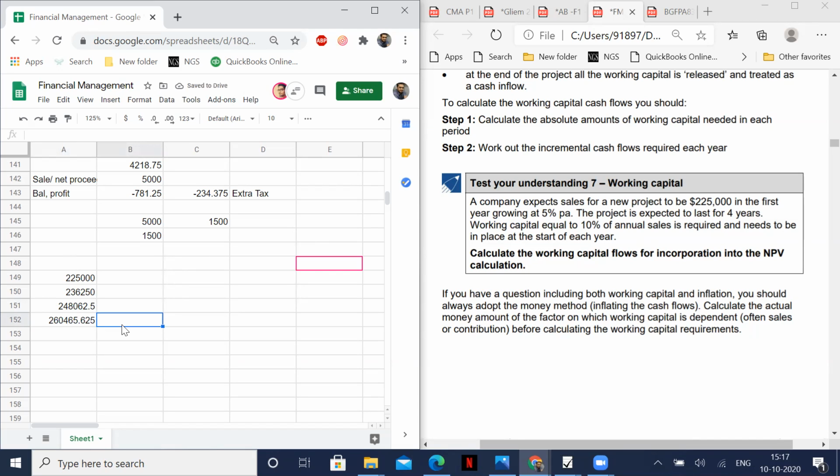Fine. First of all, we got to know how much it is growing on with. Now when we've got to know how much it is growing on with, we get to know how much is the working capital required. So first of all is equals to this multiplied with 10%, is equals to this multiplied with 10%.